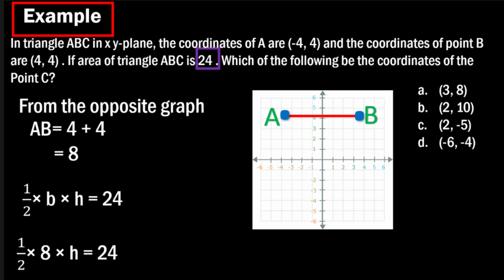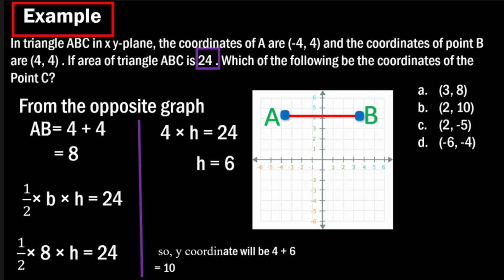So, half of 8 times height equals 24. It's easy to solve. So, we have here half of 8 is 4. 4 times h equals 24. 4 times what equals 24? 4 times 6, so h equals 6 units. So we can deduce the y coordinate of C. Just 4 plus what? Plus 6. It will be 10, 4 plus 6.